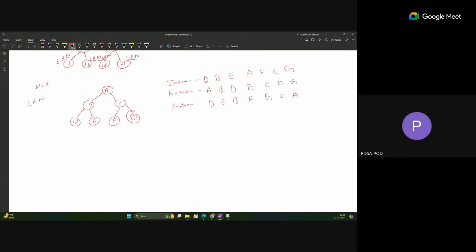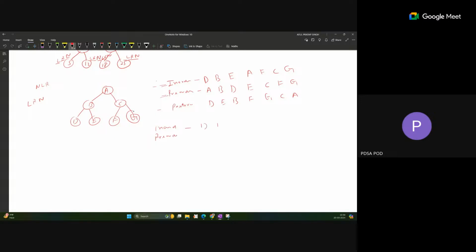In this case, you need at least a pair: either in-order and pre-order, or in-order and post-order, or pre-order and post-order is also possible. But in some cases, our reconstructed tree may be different. So first we will discuss in-order and pre-order. Suppose these two are given, so let in-order and pre-order.